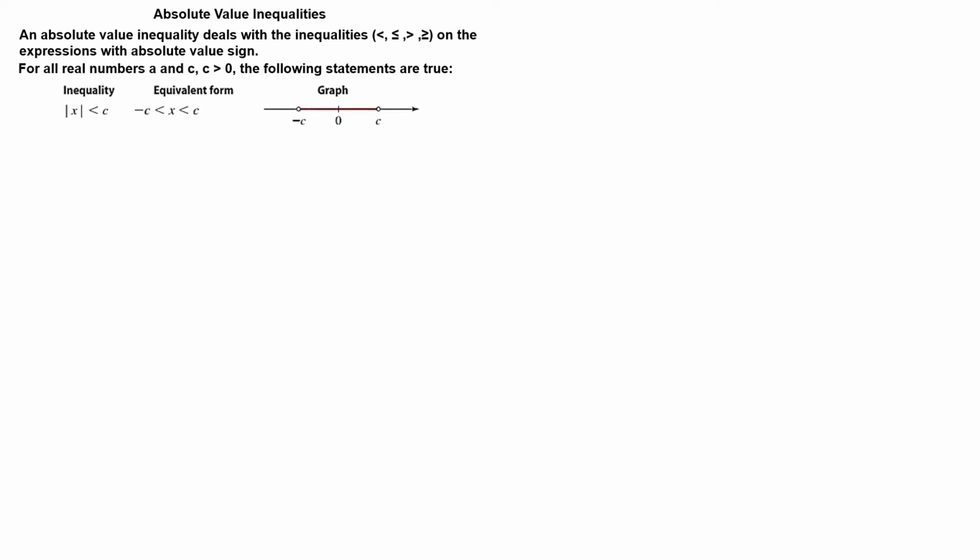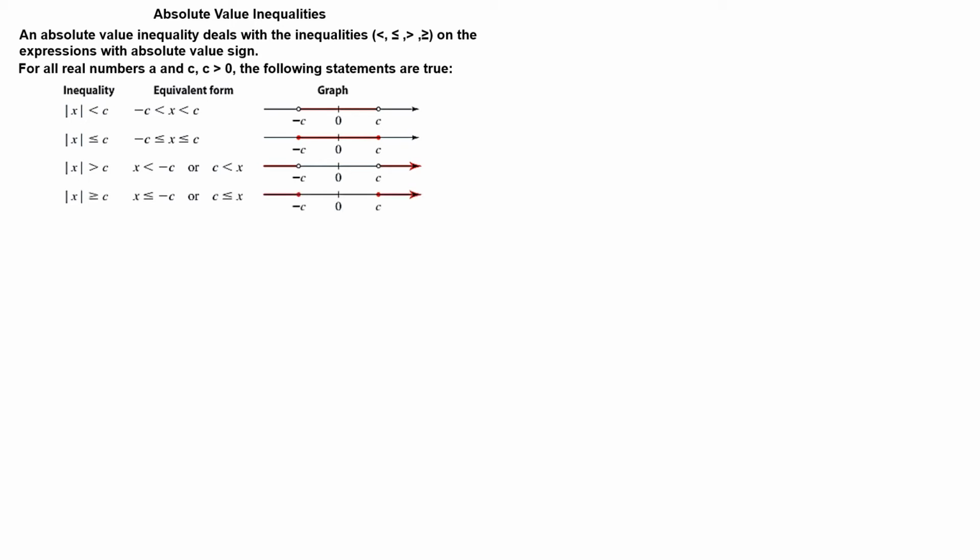Now let's formalize these observations into more mathematical statements. For all real numbers a and c greater than 0, the following statements are true. We use these properties to solve inequalities that involve absolute value. Let's see how it works. Solve each inequality and graph the solution set on a number line.